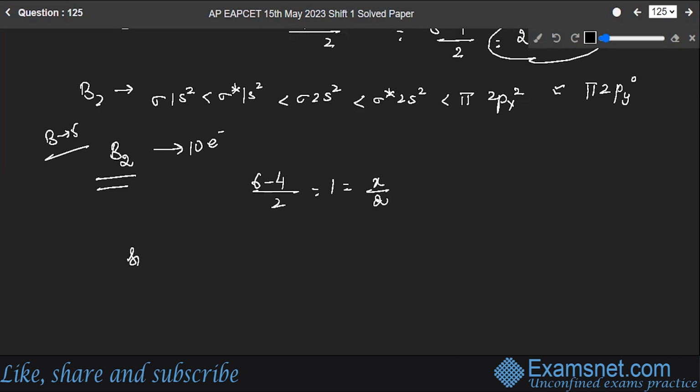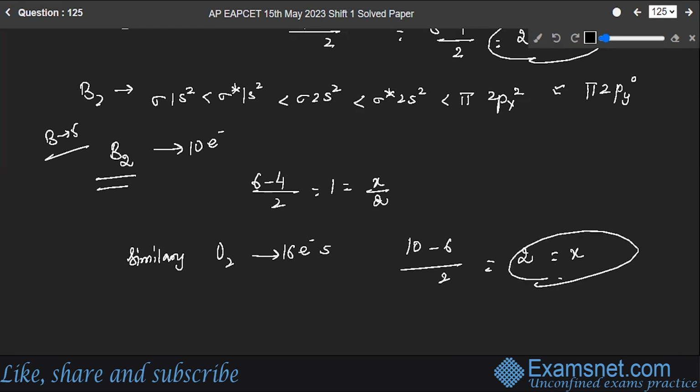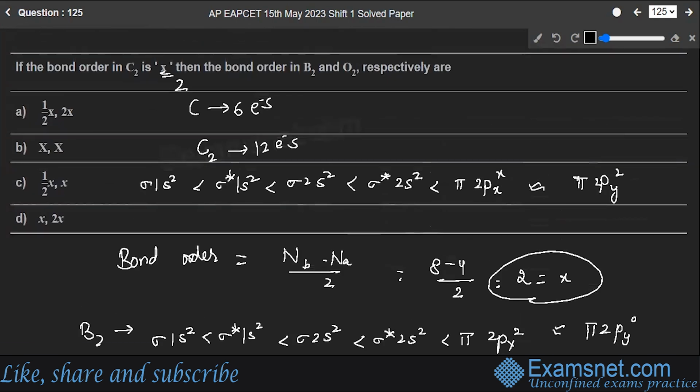Similarly, O2 will have 16 electrons, and its bond order will be given by 10 minus 6 upon 2, which is equal to 2. So this is your X now. This is equal to X, right? So the bond order of B2 and O2 respectively are X by 2 and X. That makes option C the correct answer.